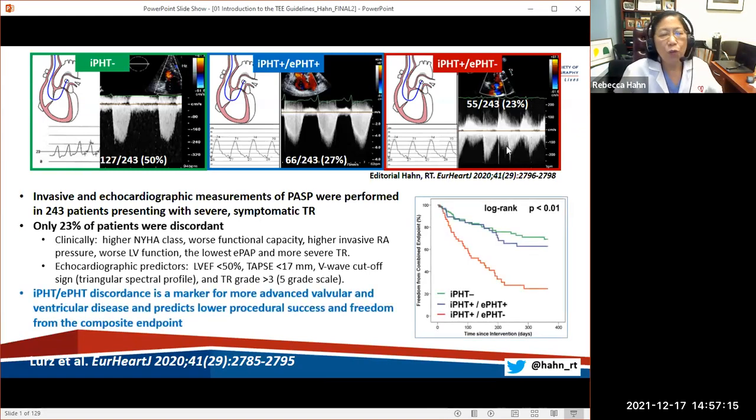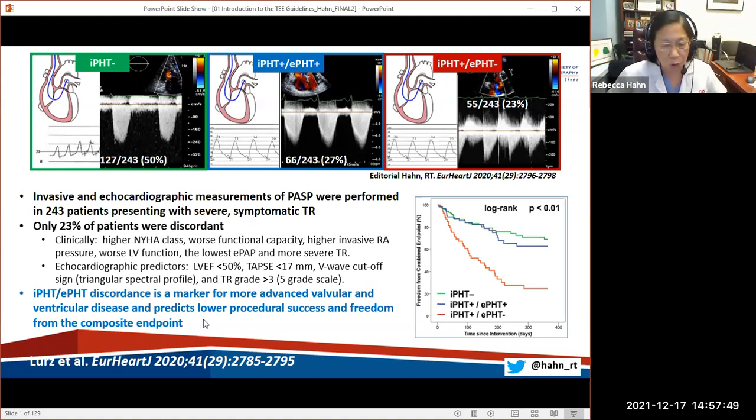And what he found was that you could measure the PA pressure pretty accurately. These are all patients that had severe TR. So you could measure it pretty accurately in about 77%. So three-quarters of the patients, in the setting of severe TR, are still going to be able to accurately measure pulmonary hypertension. But there was a group of patients, only 23%, so about a quarter of the patients, so not a small number, but not 100%. So a quarter of the patients had discordance.